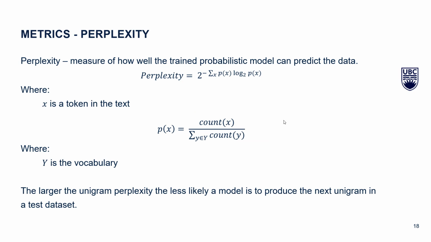Now, the first set of experiments that the researchers conducted sought to see how different event representation formats affected the predictions of the event-to-event network. So they evaluated their results using 2 metrics. The first one here is perplexity. That's the measure of how well the trained probabilistic model can predict the data. For the perplexity measurements, the larger the unigram perplexity, the less likely a model is to produce the next unigram in a test data set. So here we are looking for the smallest perplexity numbers. Smaller means better in this case.